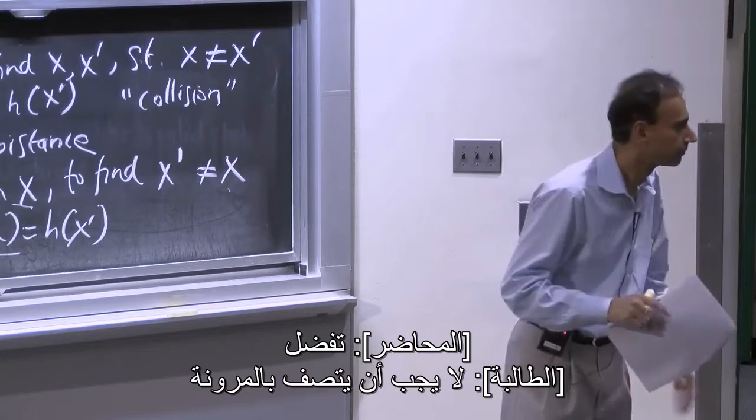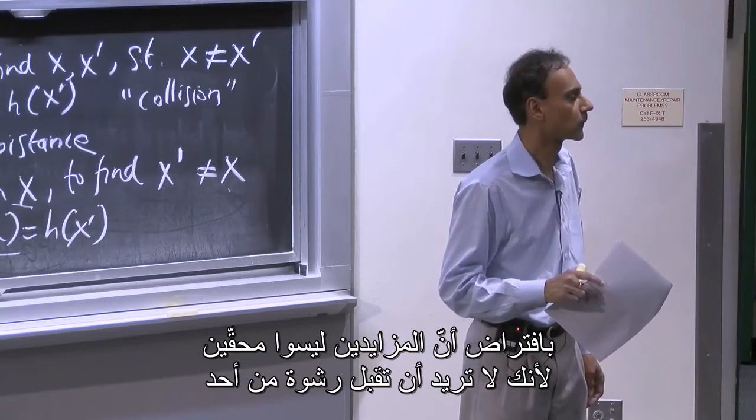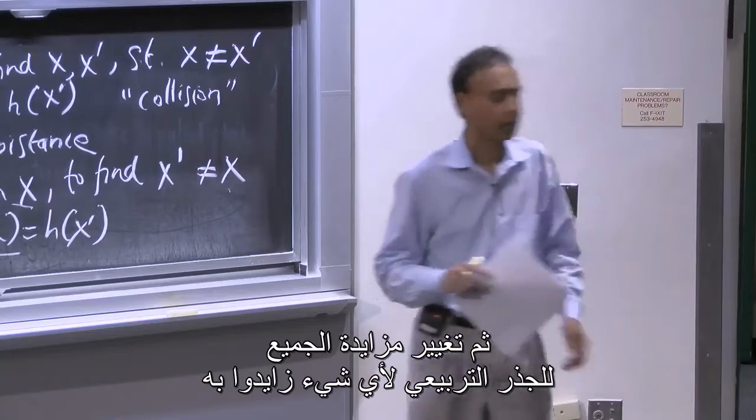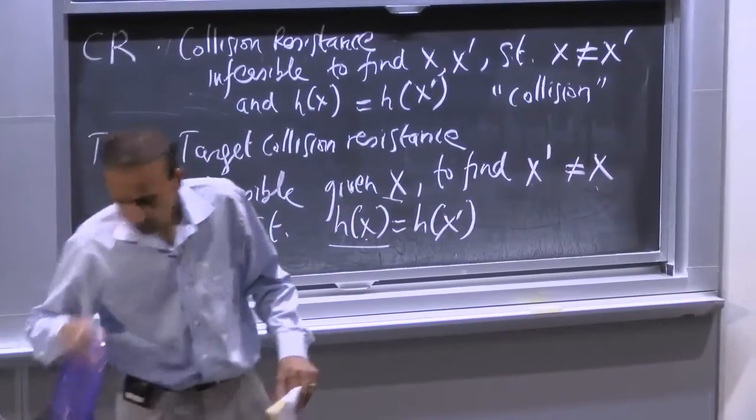Go ahead. You don't want it to be malleable, assuming that the auctioneer is not honest, because you don't want it to accept a bribe from someone and then change everyone else's bids to the square root of whatever they bid. That's exactly right, or plus one, which is a great example, right?